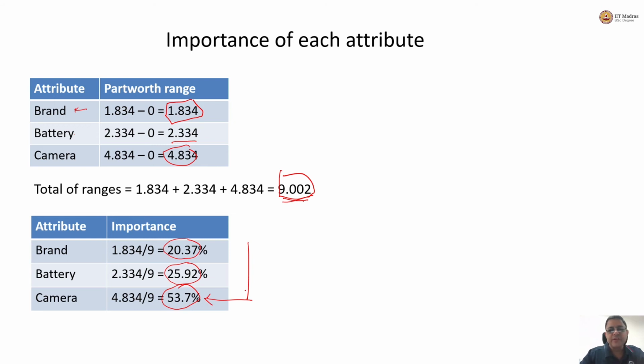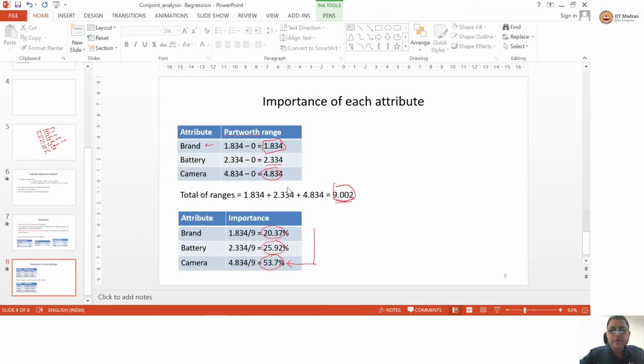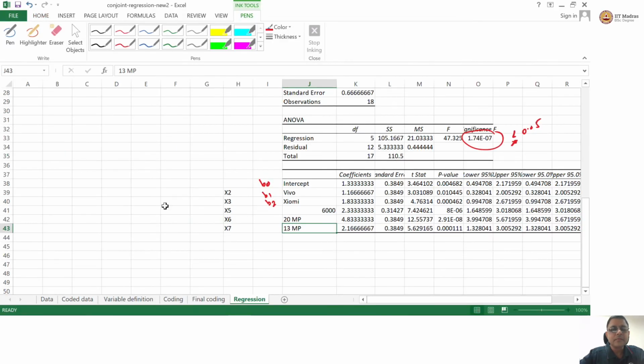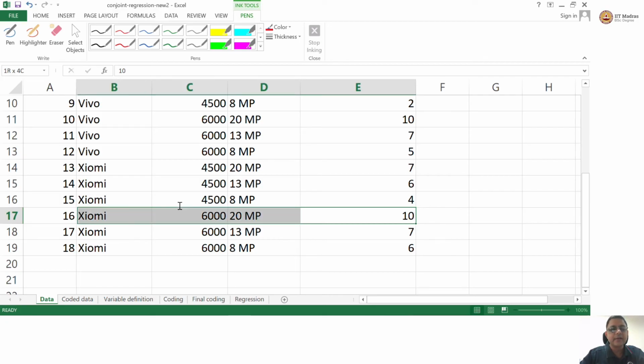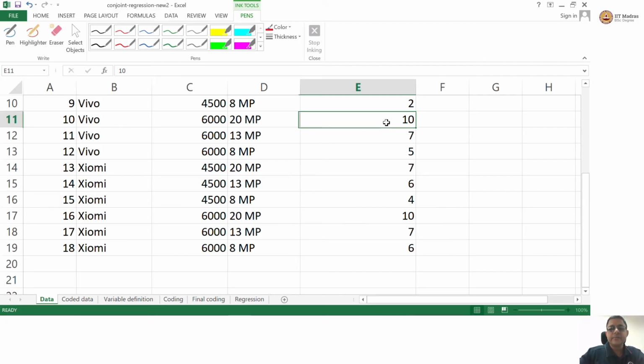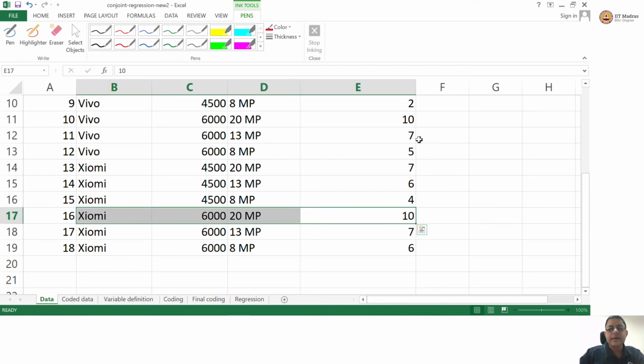Now, the second question that was answered by optimization was, what is the ideal product? Actually speaking, you don't have to look at the ideal product here. All you have to do is go to the Excel sheet and look at the combination which got the perfect rating. Look at this, or look at this. Both of them got a perfect rating, 10 and 10.